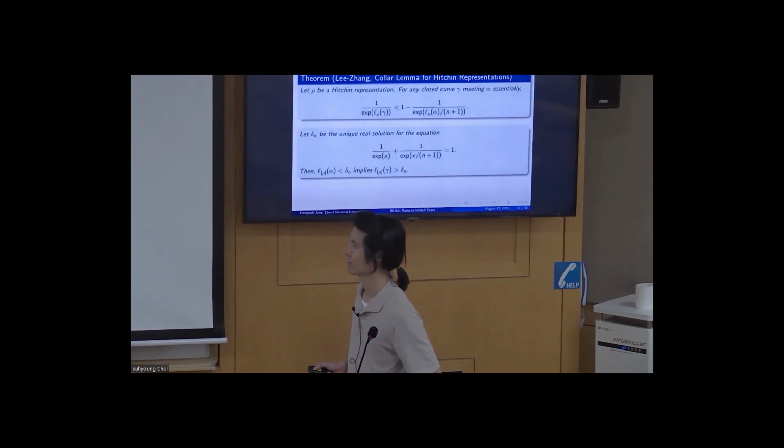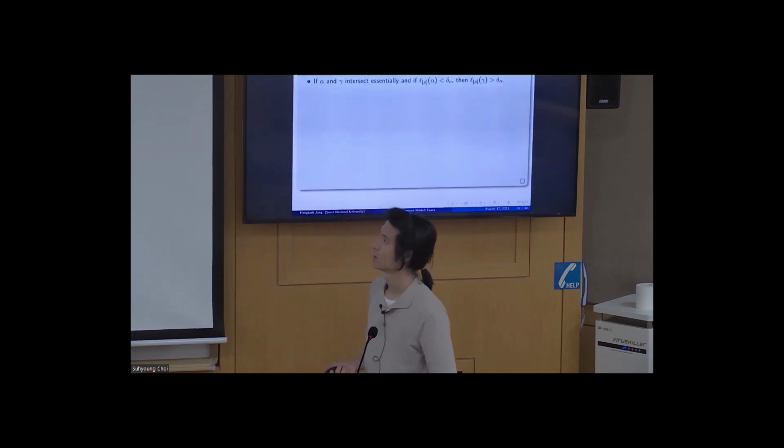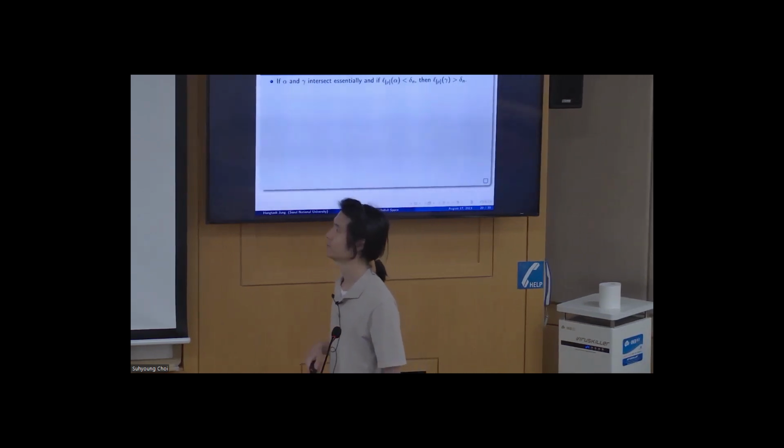length smaller than this particular number, then any other simple closed curve that intersects alpha essentially must have length bigger than that particular number. We will use this observation in our proof. So let me prove our proposition.